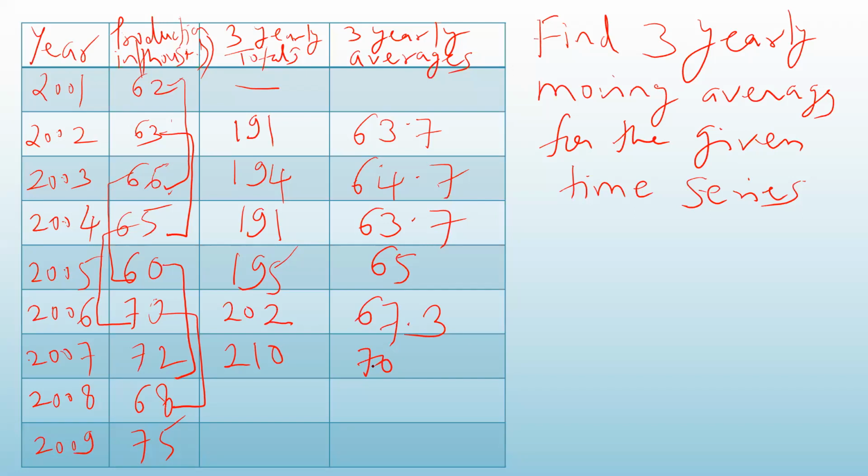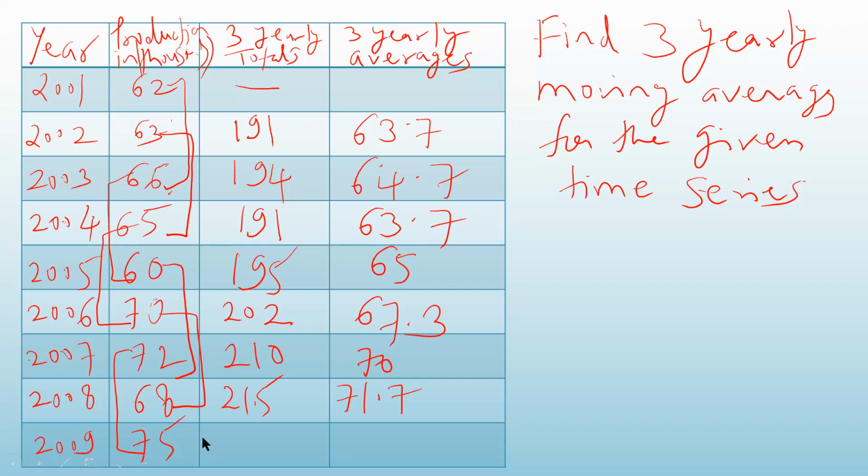Then the last, for the year 2008, I have to take the sum of 72, 68 and 75. So 72 plus 68 plus 75 gives me 250. Divide by 3 will give me the average value, that is 71.67. Okay.